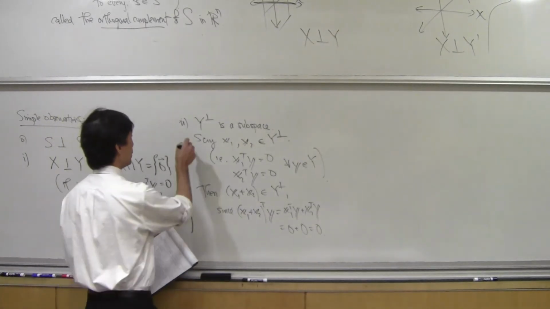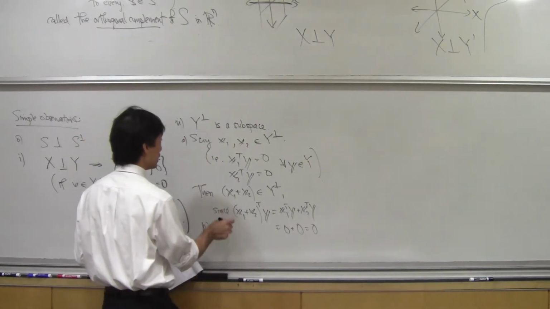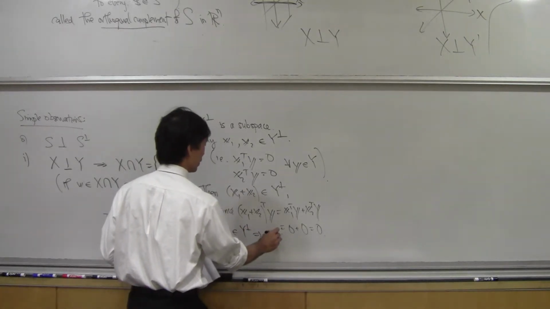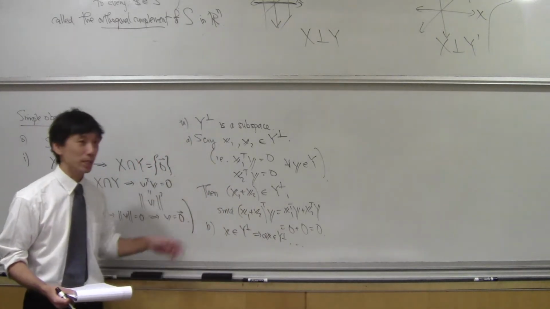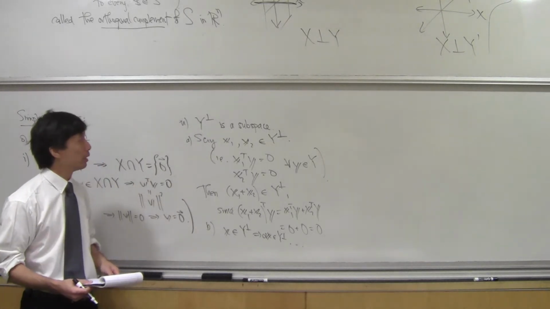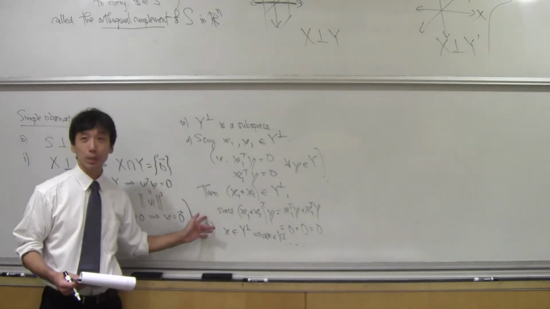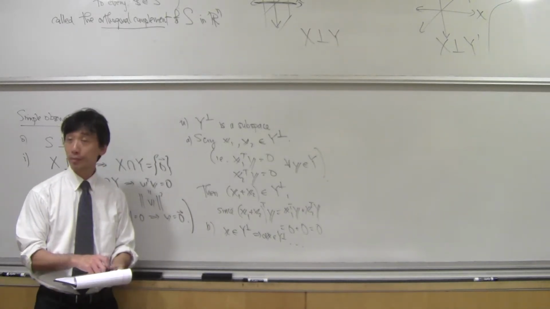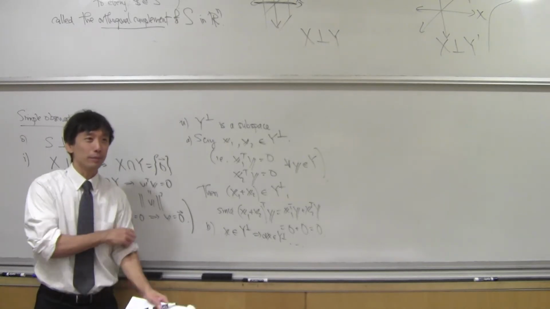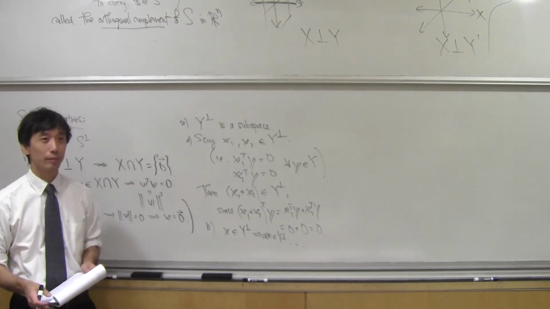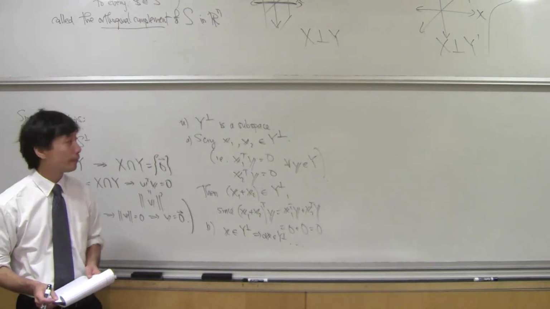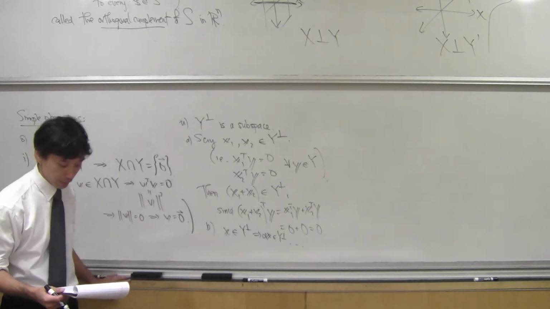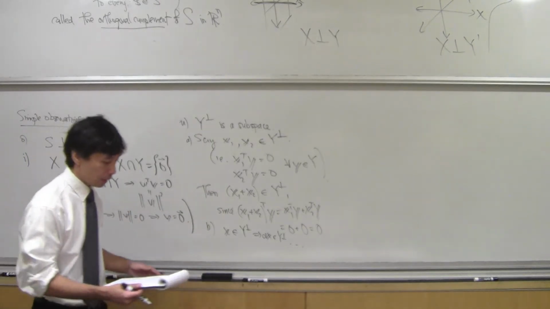Okay, so there's a second part. You need to show that if x is in Y perp, then alpha x is in Y perp. But that's done basically the same way, so I'm not going to do it. You need to show closure under scalar multiplication as well, but that's pretty straightforward. Okay, so a bunch of simple observations.